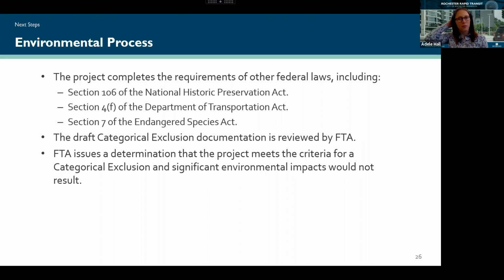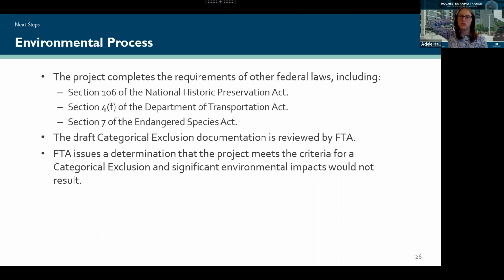Similarly, Section 4(f) of the Department of Transportation Act protects parkland, parks and recreation resources, and wildlife refuges. Jessica also mentioned this one. When we consider the project's impacts to parks, that is the project's way of fulfilling the requirements of Section 4(f). And then finally, Jessica talked about the Endangered Species Act, so we are also fulfilling Section 7 of the Endangered Species Act. So there are a few different federal laws wrapped into this environmental process. Process-wise, we prepare this document, and the document is owned by the Federal Transit Administration.